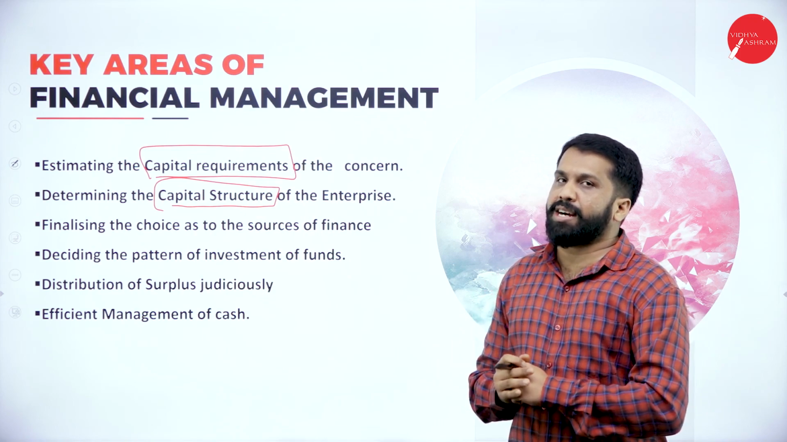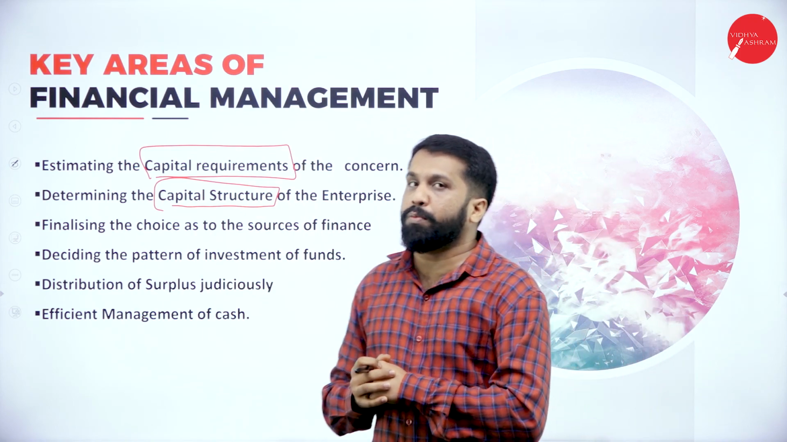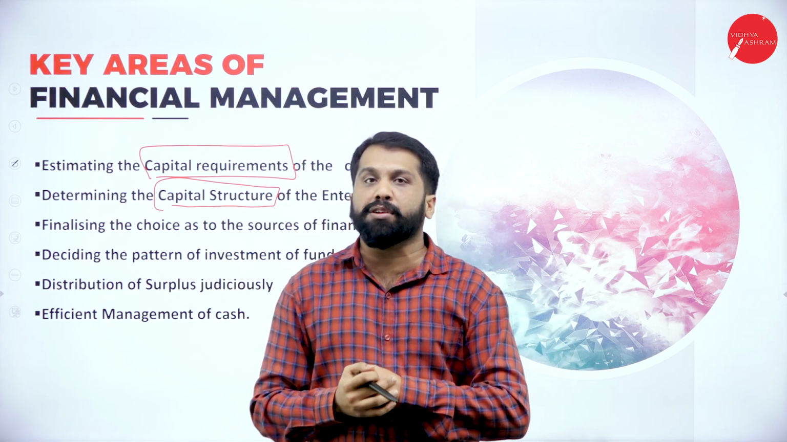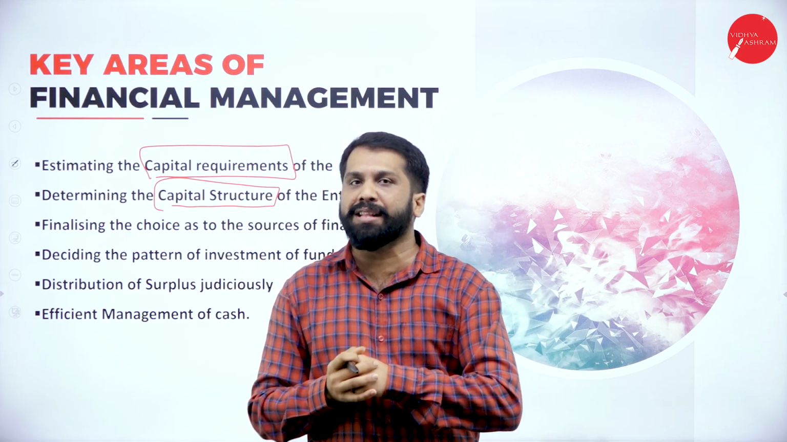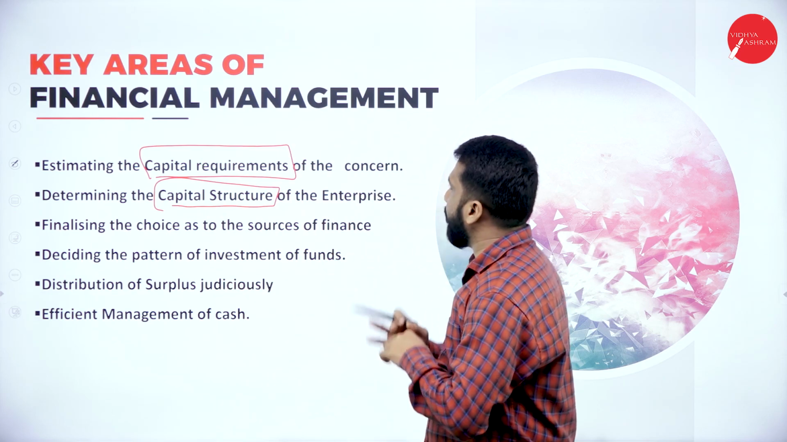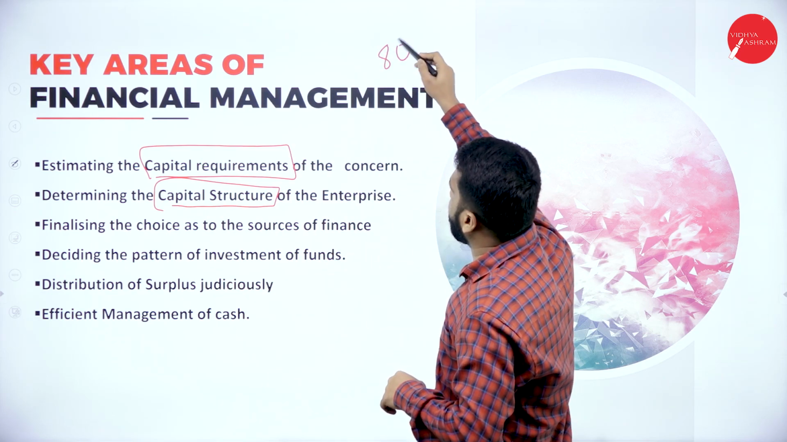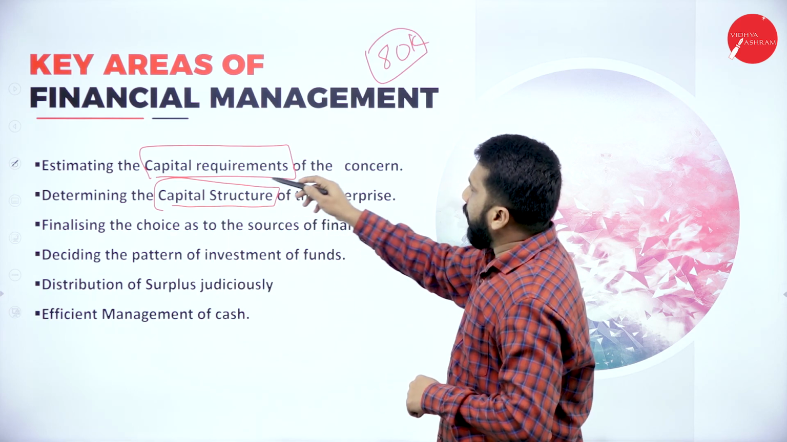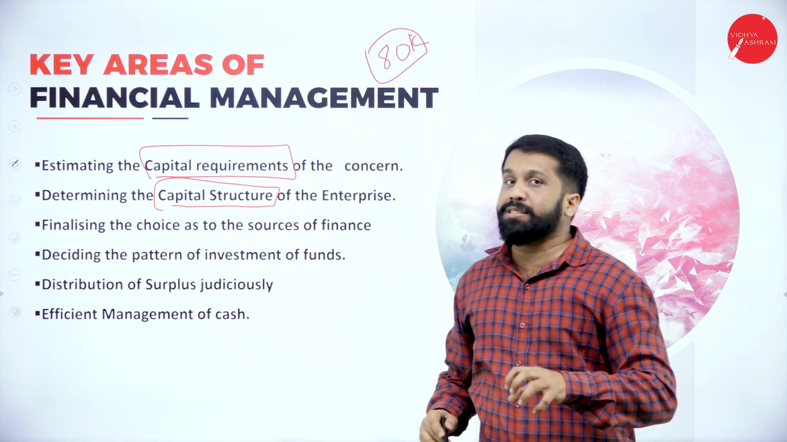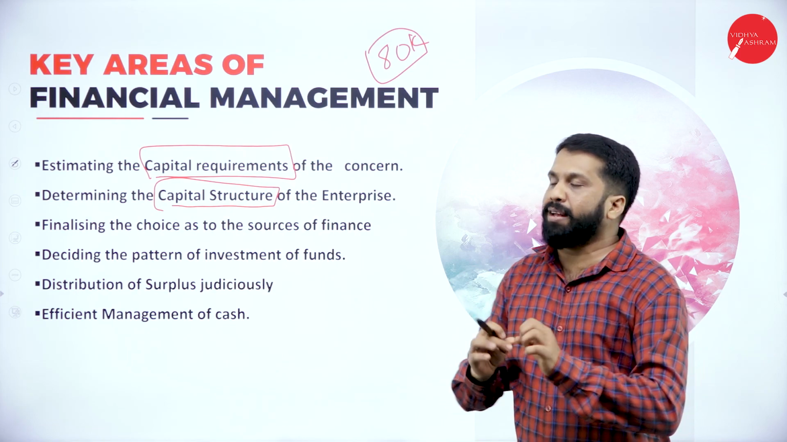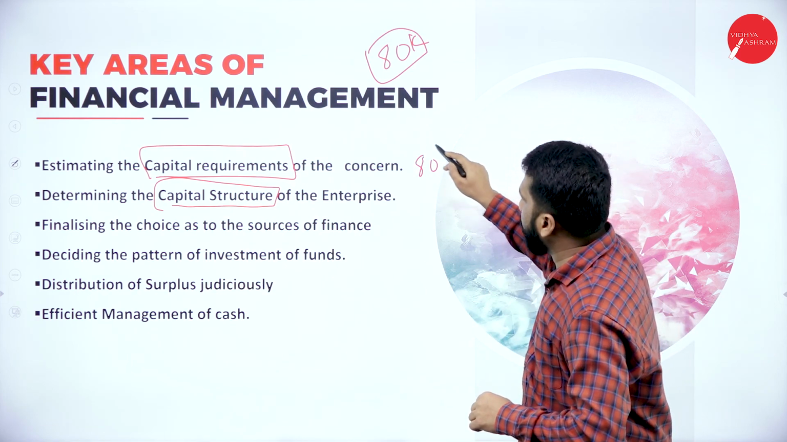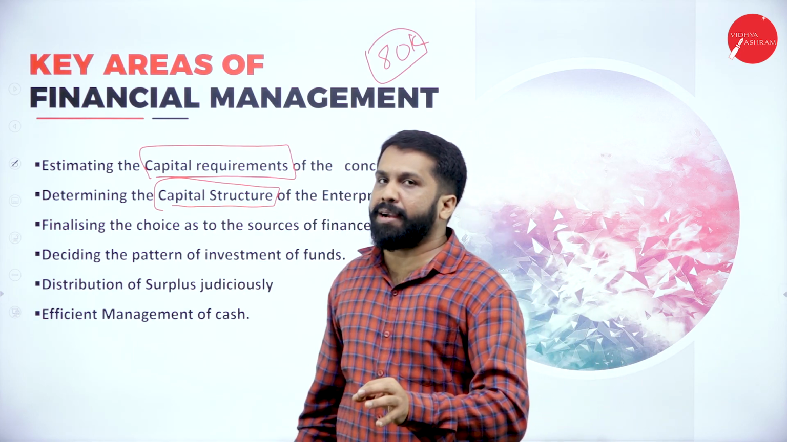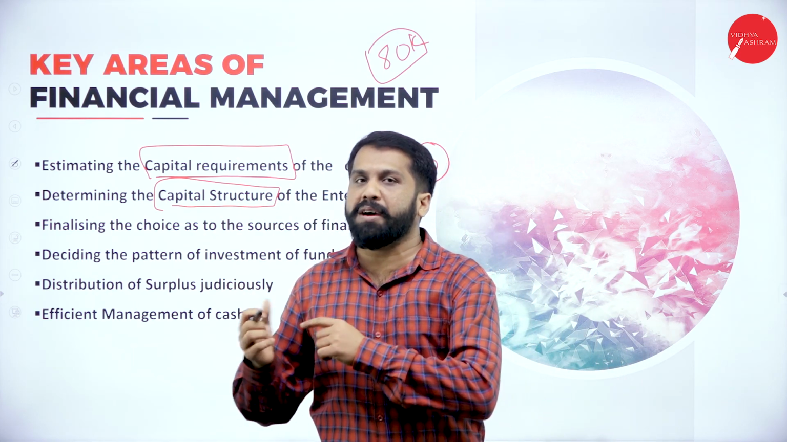Just assume you are starting a new business. Or else I'll give you a simple example. You want to buy an iPhone 12. What is the price of an iPhone 12? Right now it is 80 to 85,000. Capital requirement means you have to see the price of the mobile. You have determined the price is 80,000. That is called capital requirement: how much fund I need to buy that mobile.